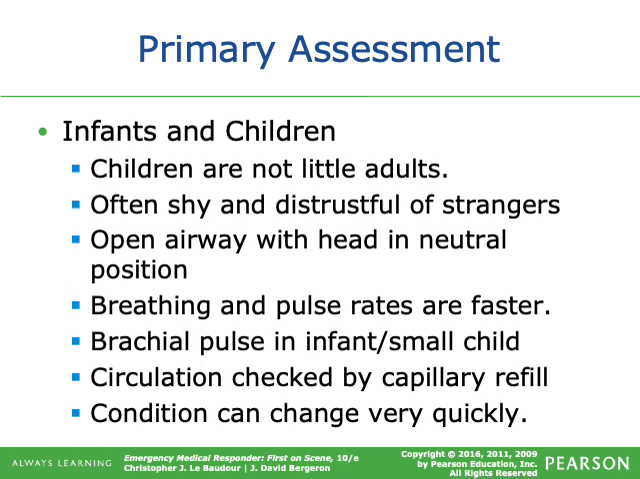Breathing and pulse rates are going to be faster in a child. Brachial pulse in infants and a small child is better than a radial. Circulation is checked by capillary refill, and the condition can change very quickly. They can't compensate as well as an adult can.